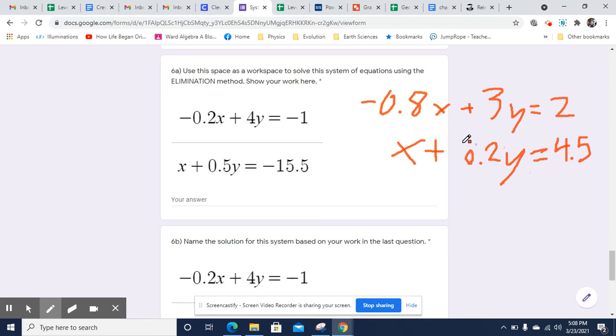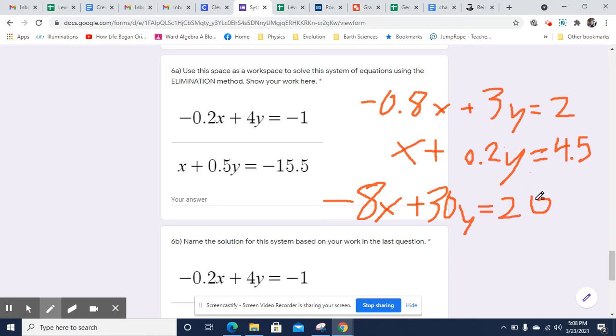Well, here's what we can do with this thing. First of all, the decimals make it a little hard to read. So there's a couple choices. One is get rid of all the decimals. The way you get rid of all the decimals is you multiply every single part of this equation here by 10, and you end up with negative 8x, because that's 10 times bigger than negative 0.8, plus we got to make that 30y equals 20.